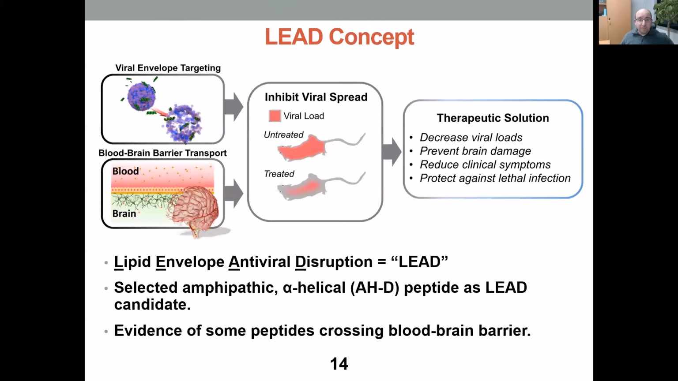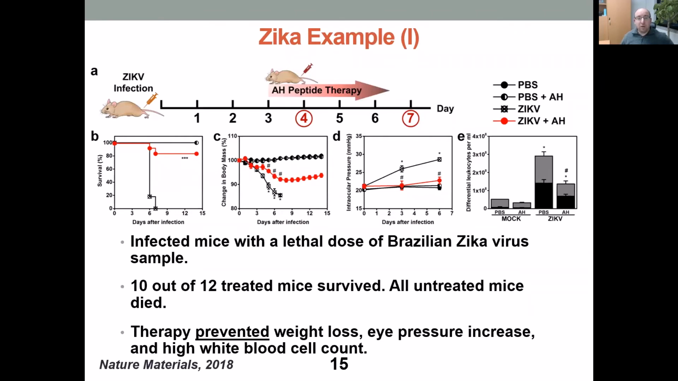And one of our key focuses has been Zika virus, which is a virus that causes infection in the brain. And we've been able to develop a LEAD concept antiviral peptide called the AHD peptide, which is able to inhibit envelope viruses, and it's able to cross the blood-brain barrier in order to treat virus infections in the brain. And in a mouse model of lethal Zika virus infection, we saw that this strategy could decrease viral loads, prevent brain damage, reduce clinical symptoms, and also protect against lethal infection. So one of the most exciting properties of this AHD peptide was that we could start the therapy as late as 3 days after the mouse was infected with the virus, and we still saw very good clinically relevant results.